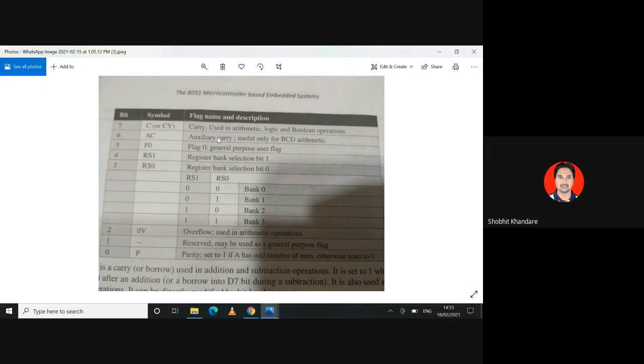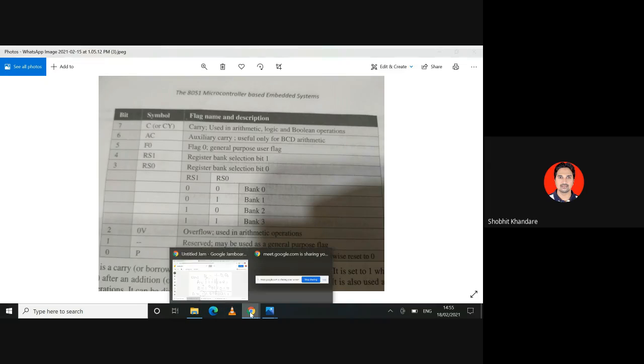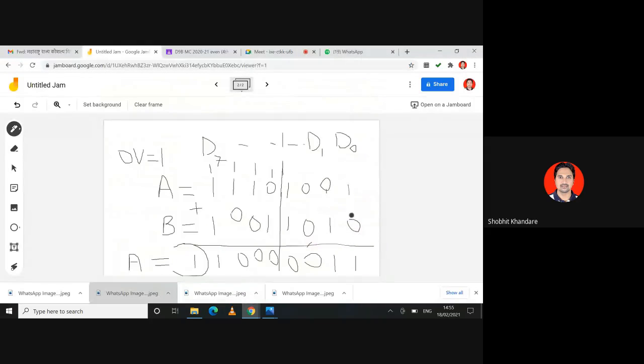Now, what does it mean? We will see again with this example. See this example now. This is your D0, this is your D1 bit, this is your D2 bit, and this is your D3 bit.